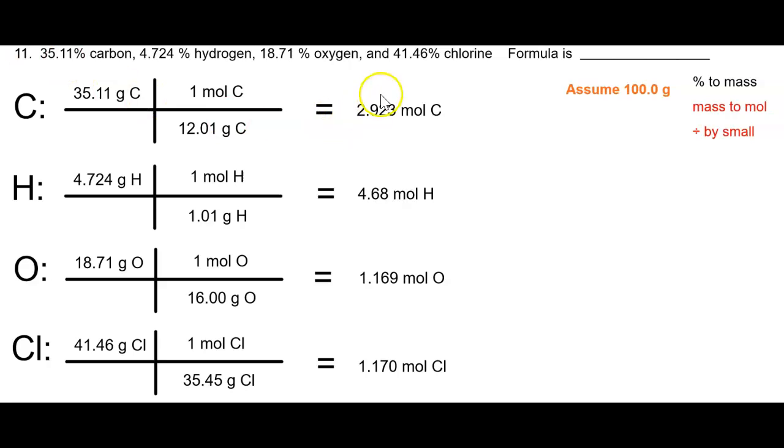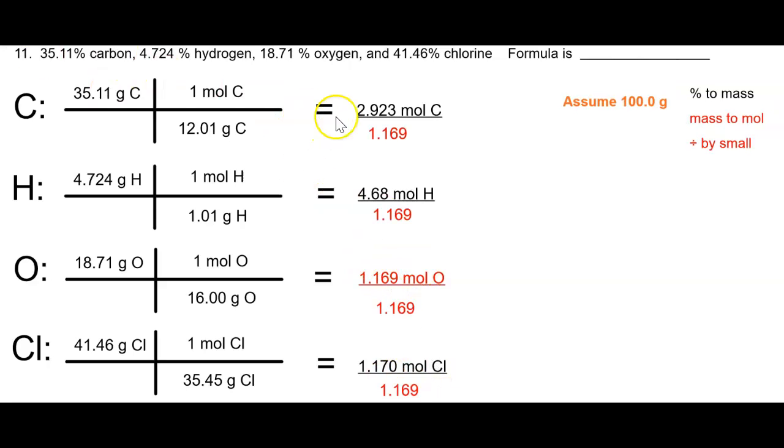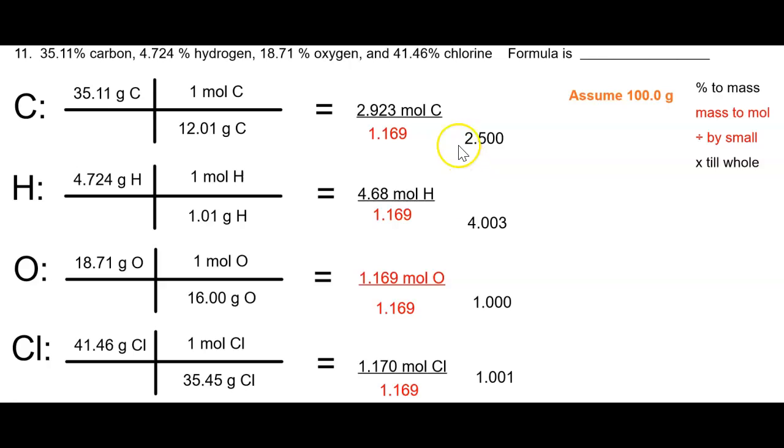Next step is divide by small, so we're going to evaluate all of these and find the smallest. This is the smallest one. I'm going to divide all of them by the smallest. All of them, so if there's 4 of them, all 4 get divided by the smallest. And we get these ratios. Now we're going to evaluate the multiply till whole piece.